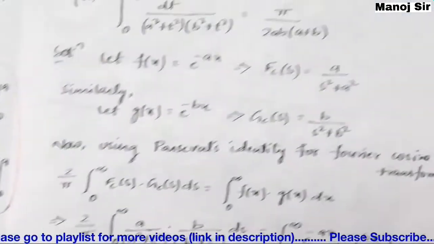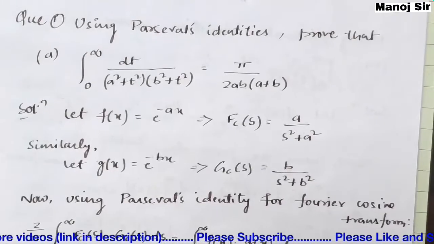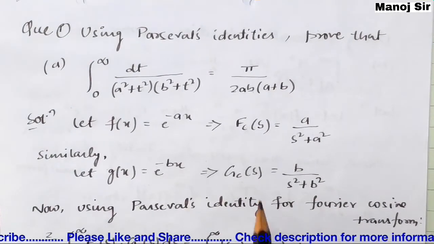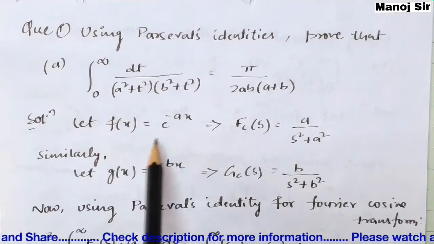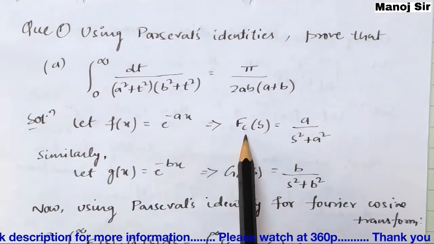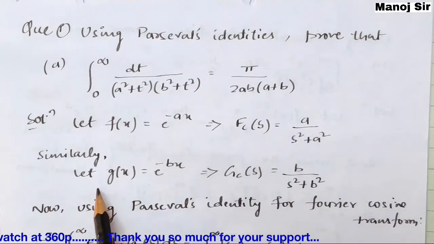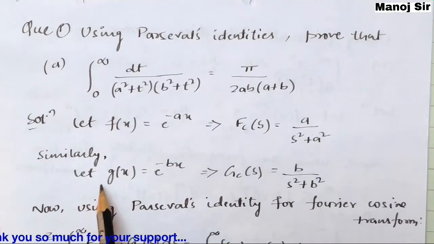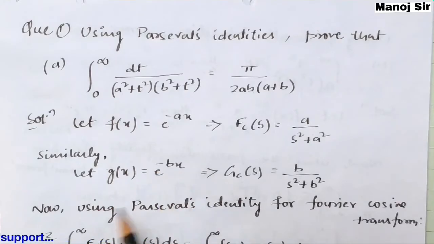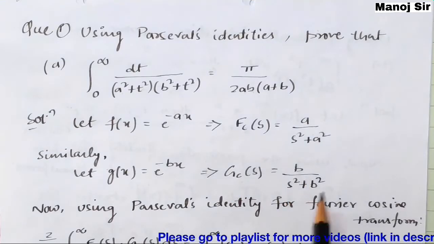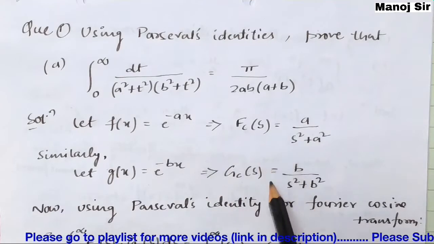So to solve this problem, we will take the help of this formula. Let f of x equal e to the power minus ax. In that case, the Fourier cosine transform will become a upon s square plus a square. Similarly, let g of x equal e to the power minus bx. In that case, gc of s will become b upon s square plus b square. Now we have these two formulae.